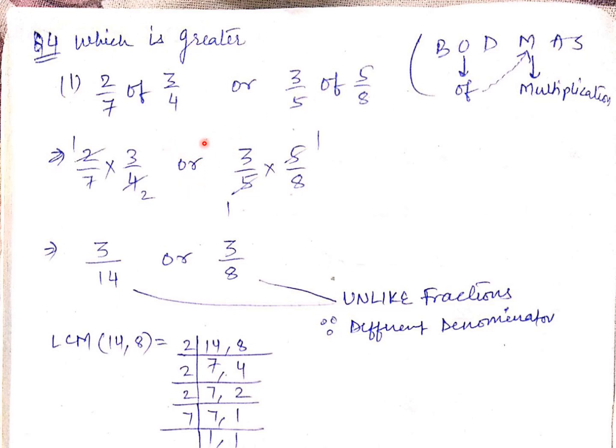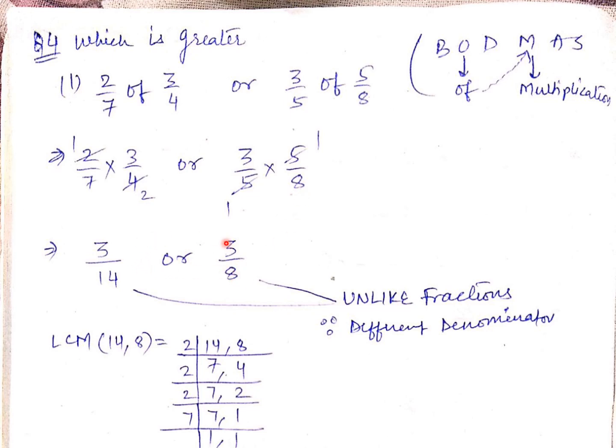Between them I have written "or", just to make sure that there is a boundary between them. So it is 3 upon 5 into 5 upon 8. And if you see, 5 and 5 are the same numbers. They have the same factor, that is 5. 5 ones are 5, 5 ones are 5. Now what is the next step? 1 threes are 3, 7 twos are 14, or 3 ones are 3, 1 eights are 8.